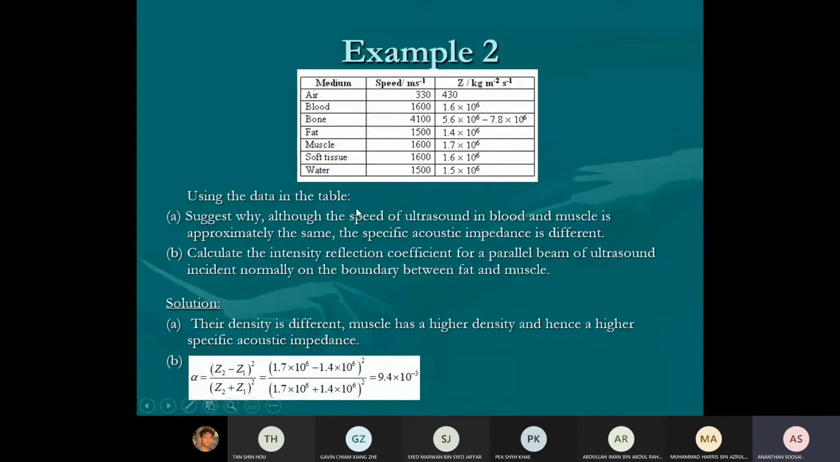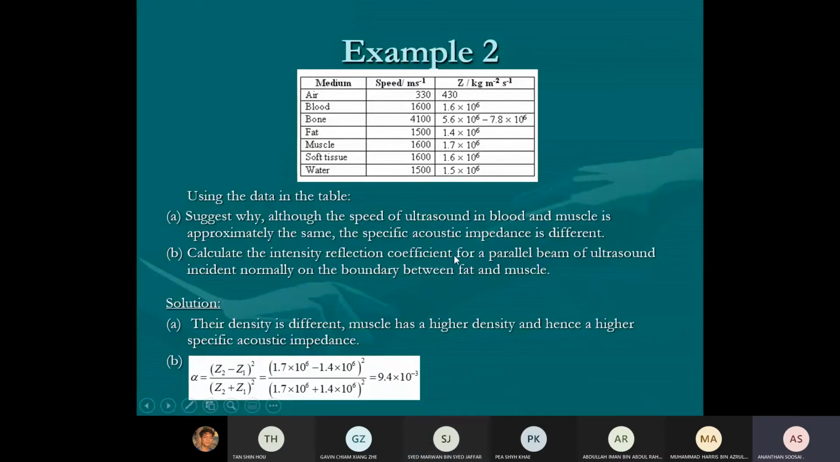Okay, so using the data in the table, suggest why, although the speed of ultrasound in blood and muscle is approximately the same, the specific acoustic impedance is different. Why do blood and muscle have the same speed, but different acoustic impedance? Of course, another factor must be different, right? Their density is different, so the acoustic impedance is different.